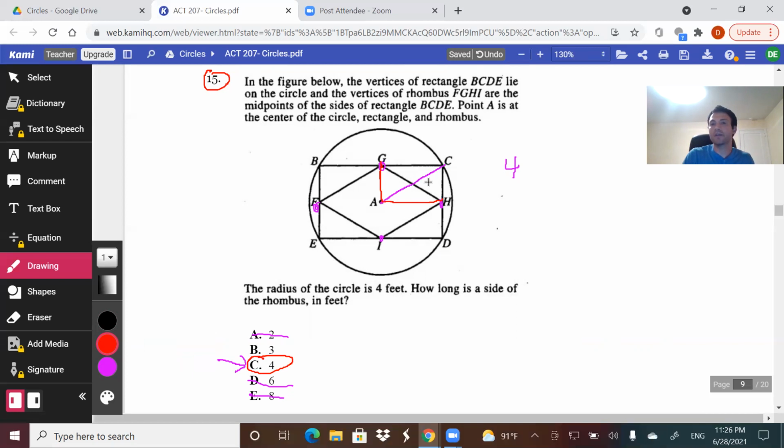If you just make a rectangle out of this, these are the two diagonals of the rectangle. So one diagonal of the rectangle is your radius. The other diagonal of the rectangle is the side of the rhombus. And it wants to know how long is the side of the rhombus?